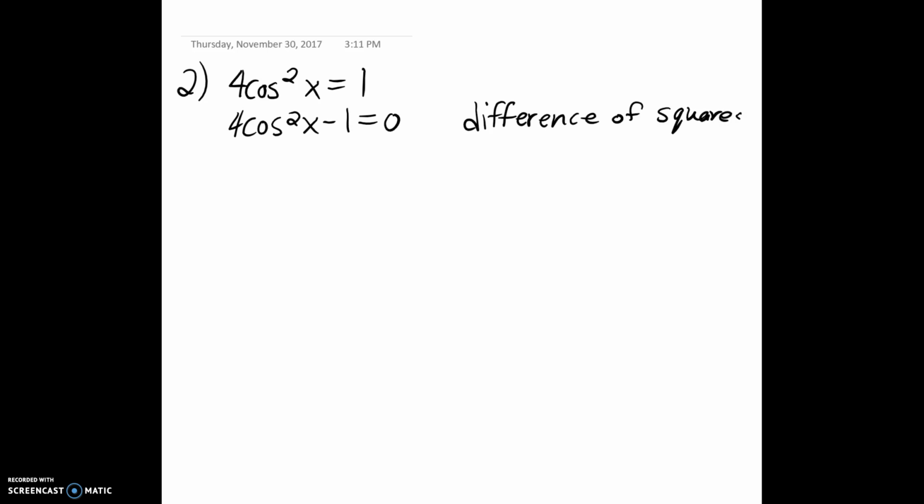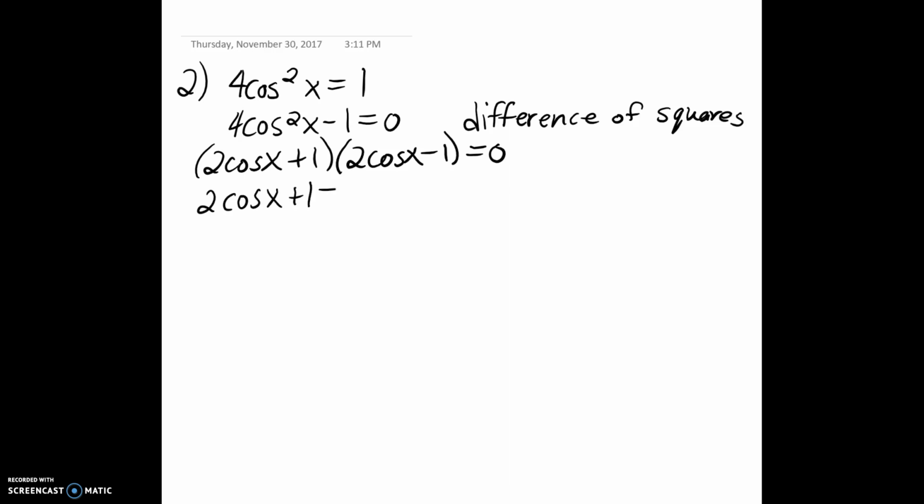But that's not the only way that this could be solved. I just think it's a good idea because then when you set each of those equal to 0 and solve it, you will get the positive 1/2 and the negative 1/2. And if you do it with square rooting, you might forget to do the negative.